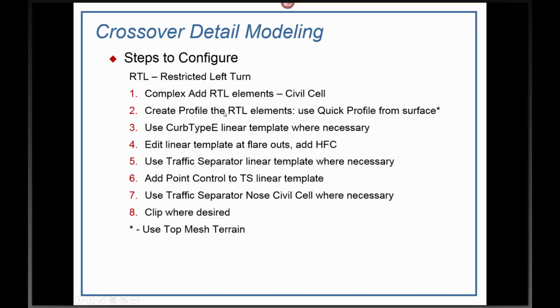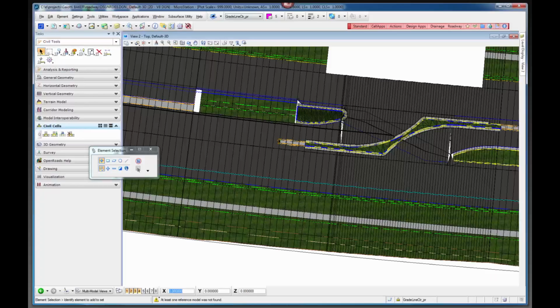You're going to create profiles for the elements, and I'm going to show you those. You're going to use the curb linear template along the two sides where necessary, and if you need to add the flare outs, you can do that as well. And then you'll do the same thing with the traffic separator and add a point control to basically control the width and the elevation of the traffic separator. I'll show you that as well. And then you can use the civil cell for the traffic separator nose and of course clip those out. But when you're done with that, this is what you'll end up with.